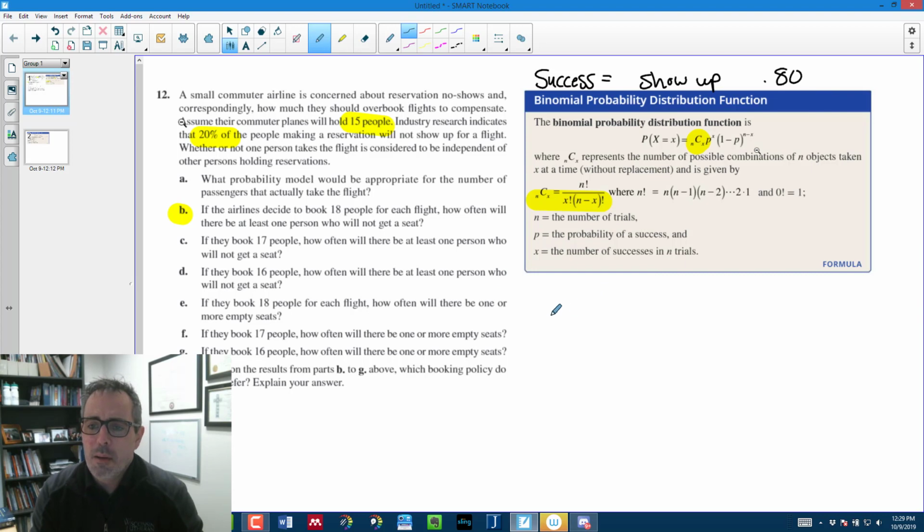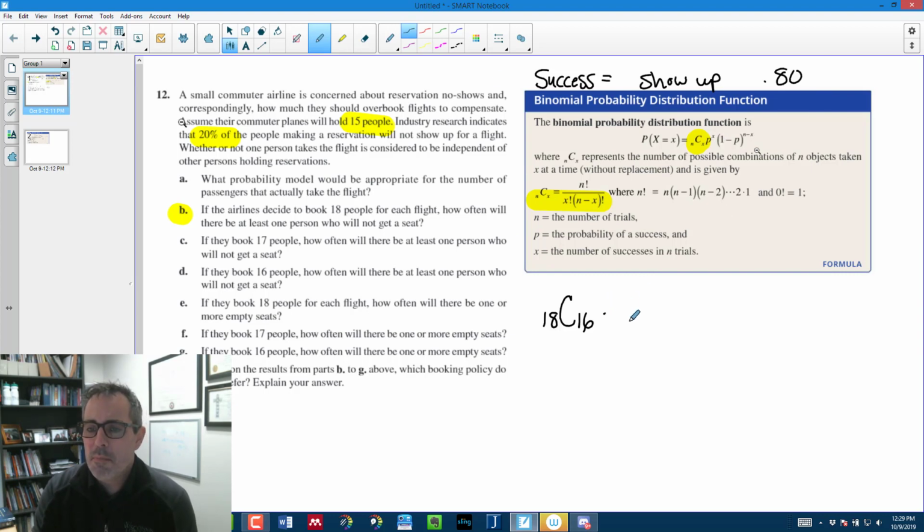I'm going to say in the first part that I want to know how often are 16 people going to show up, because then somebody's gone. So I'd have to say 18 choose 16 of them, right? If 16 people show up, someone doesn't get a seat. How many different ways can that happen? I'm going to multiply that times the probability of success.